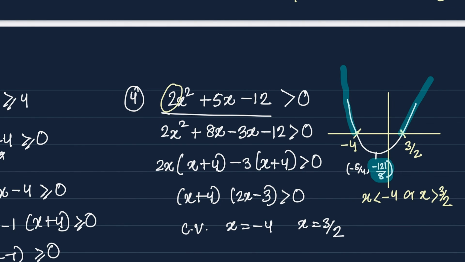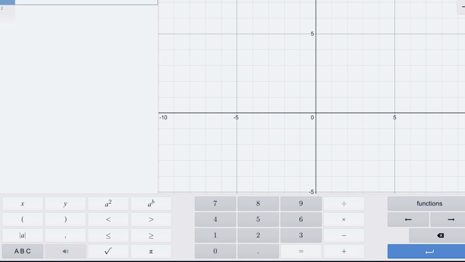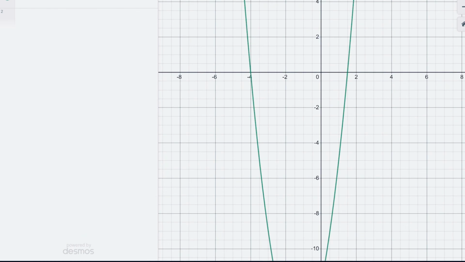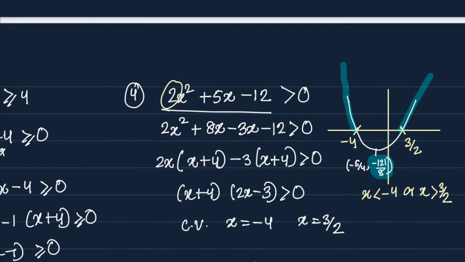Let's check 2x squared plus 5x minus 12. What does the graph look like? So here we are, plus 5x minus 12. So that's the U-shaped graph. And what is the minimum point? Negative 5/4 in fraction, in decimal negative 1.25, and negative 15.125, which is negative 121/8. So our answer here is correct.